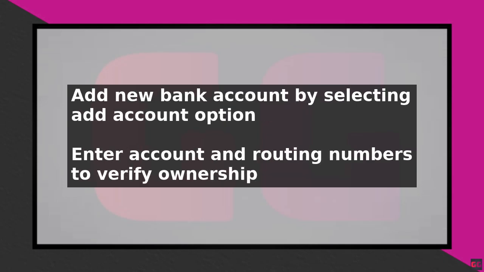Once you have added or removed a bank account, you can set it as the default funding source for your Robinhood account. To do this, select the account you want to use and then select Set as Default. This will ensure that all future deposits and withdrawals are made from the selected account.